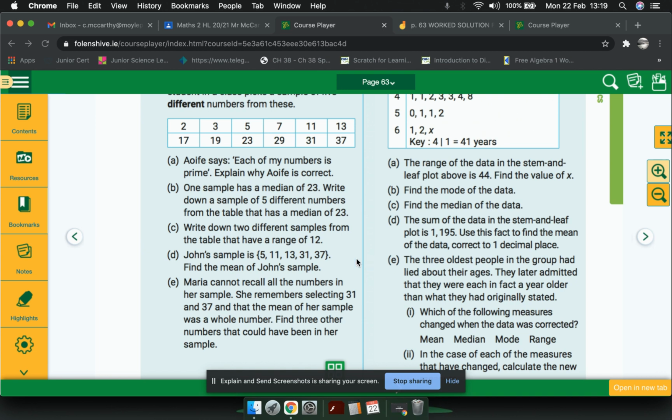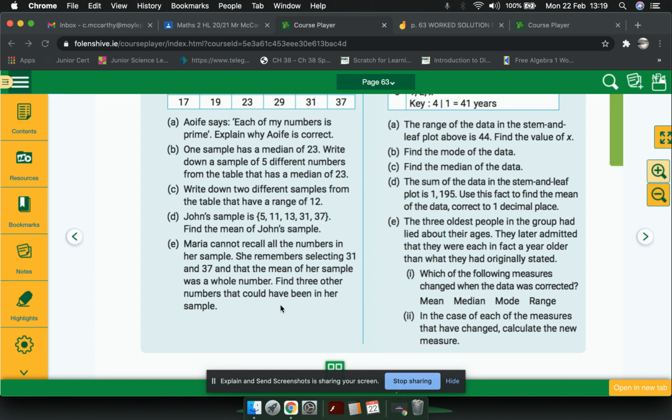John's sample is this. Find the mean of John's sample. So remember, to work out the mean, it is all of the numbers added up and divided by the amount of numbers. And part E then states the following: that Maria cannot recall all the numbers in her sample. She remembers selecting 31 and 37, and that the mean of her sample is a whole number. Find three other numbers that could have been in her sample.